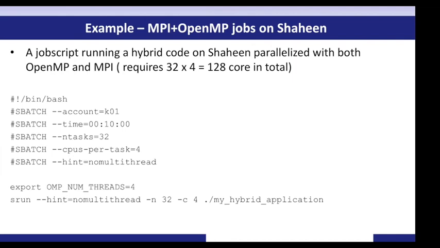Here is a hybrid example. Again, we're asking for 32 tasks, but we want for each task to have 4 cores for OpenMP. So in total, you will be given 32 times 4 cores, which will be on multiple nodes. So this application understands hybrid parallelism, and it will see this resource and will use that resource.